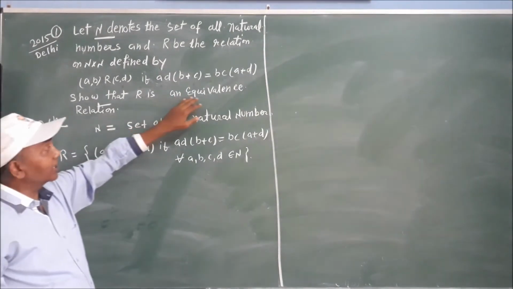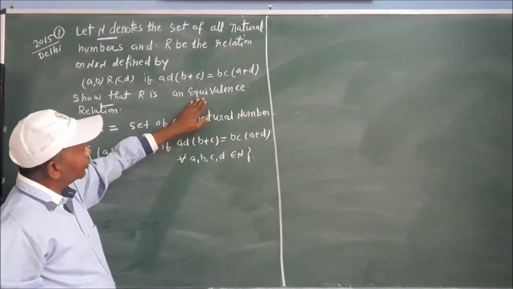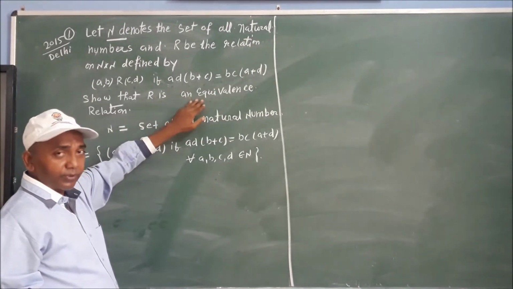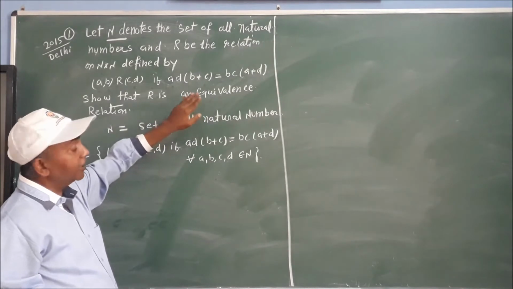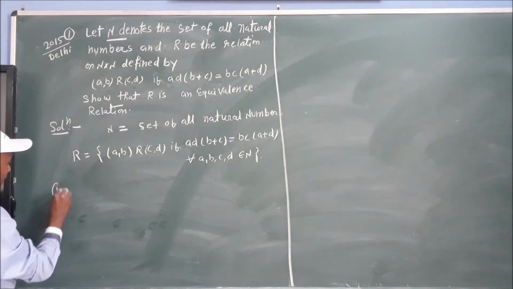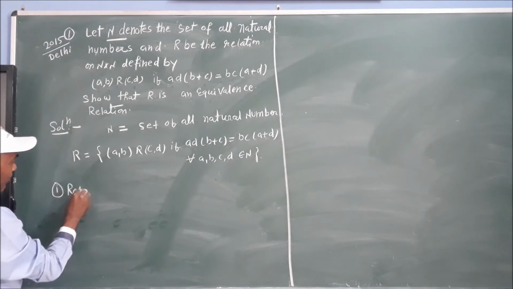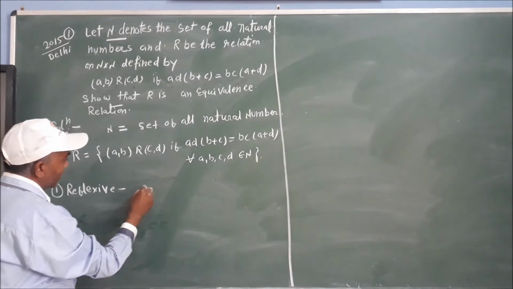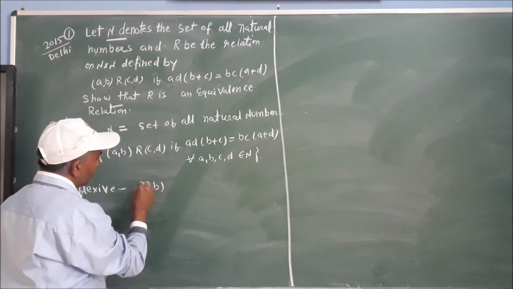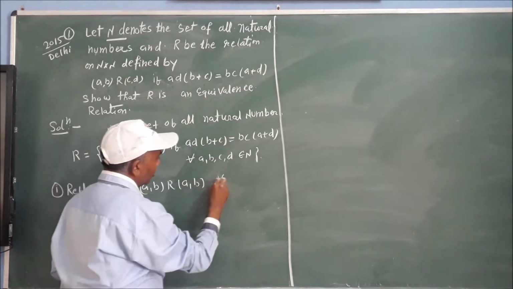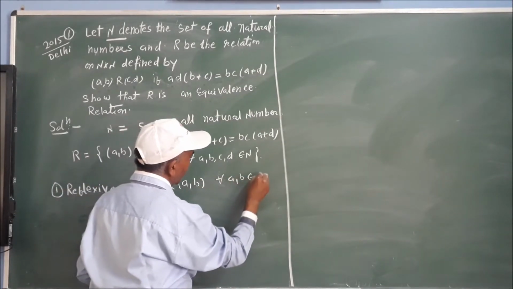So for an equivalence relation, we have to check three properties. First is reflexive, second is symmetric, and third is transitive. So first is your reflexive property. For reflexive, we can write that (A, B) is related to (A, B) for all (A, B) belonging to N.